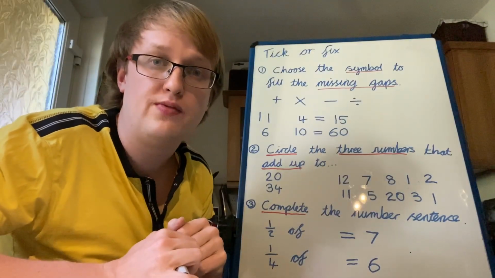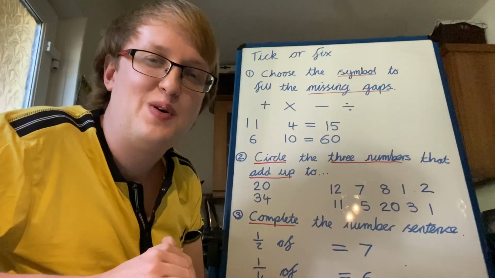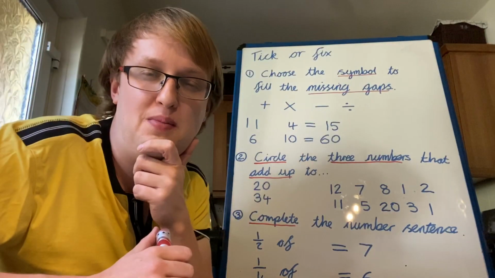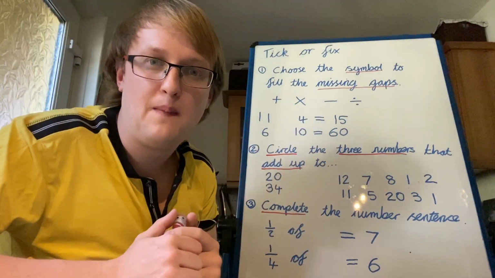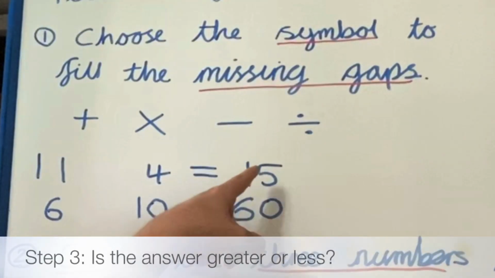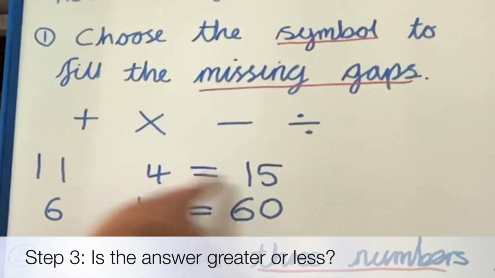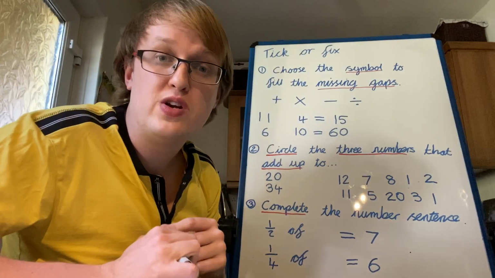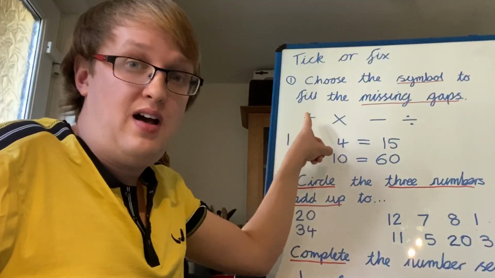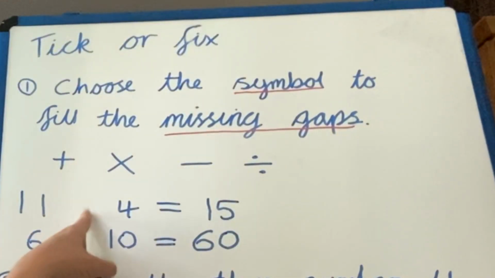Step 2 is to see what we've got so far. So we've got 11, 4 equals 15. Can you remember what step 3 was for this type of problem? What will help me narrow down which symbols it might be? Yeah, 15 is greater than 11, isn't it? It's not less than 11, it's greater. So the answer is bigger than the number we started with, which means it has to be either add or multiply. So 11 add 4, let's try that.